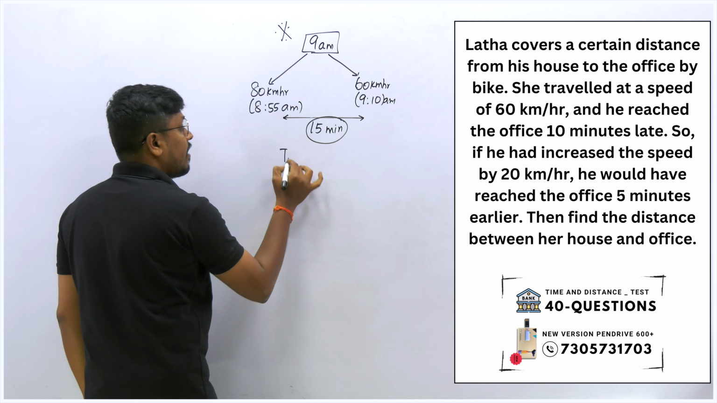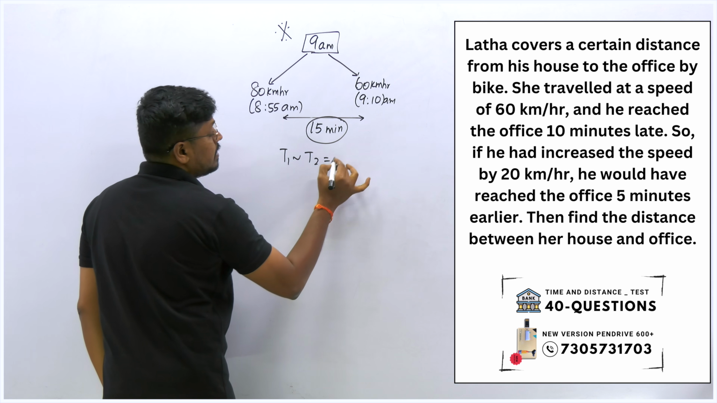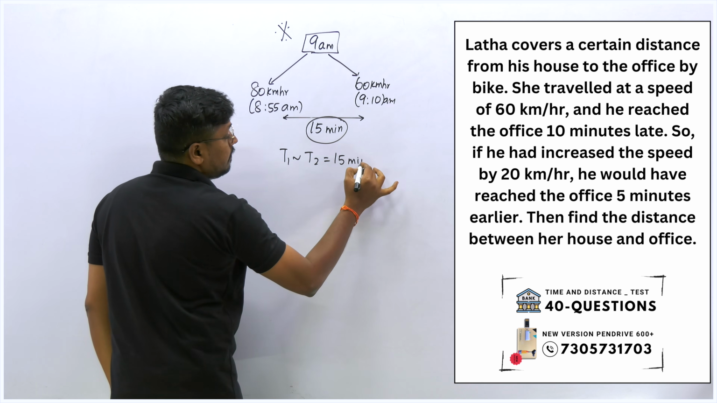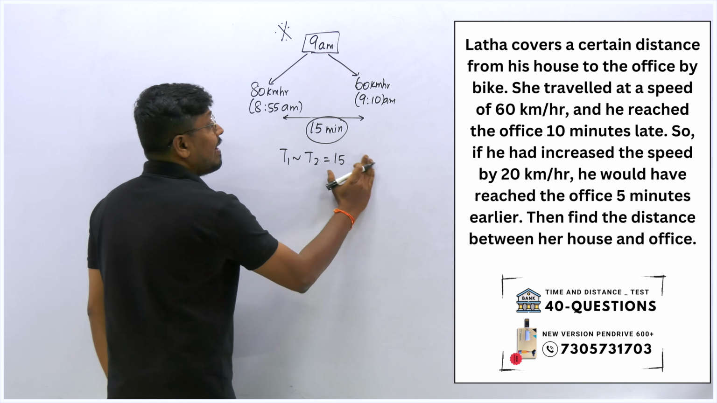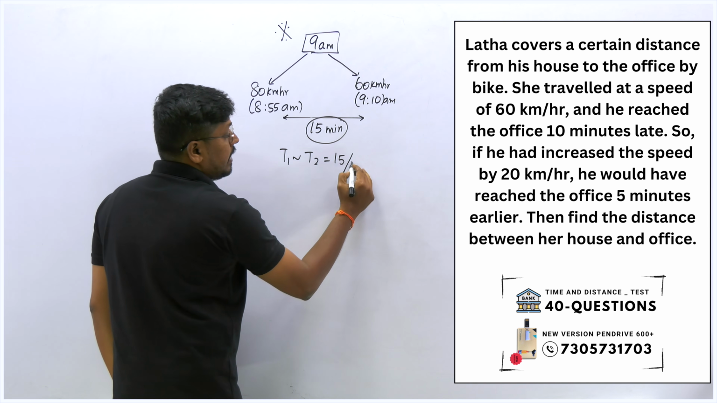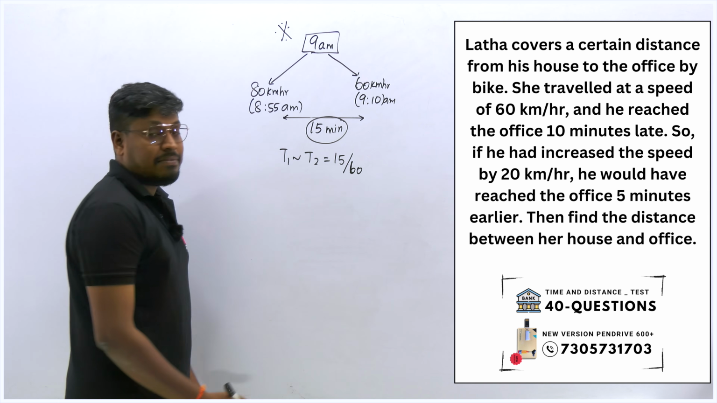That means the difference of time 1 and time 2 is 15 minutes. So in order to convert minutes into an hour, divide by 60, because all the values are given in hours. So 15 divided by 60. So now we have converted into hours.